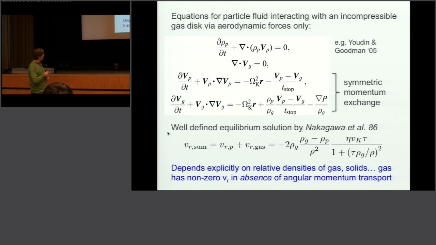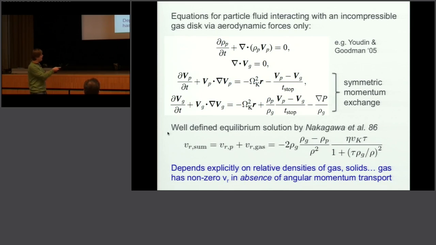Okay? And the solution is fairly complicated, but let me just show one example of that to demonstrate what it depends on. So what's shown here is the sum of the particle radial velocity and the gas radial velocity. Okay? And just as in the simpler form I showed before, it depends on the particle stopping time, it depends on how non-Keplerian the gas disk is, defined by this parameter eta. But what it also depends on now is explicitly on the gas density, the particle density, and how those densities relate to the total density rho, which is just the sum of the two.